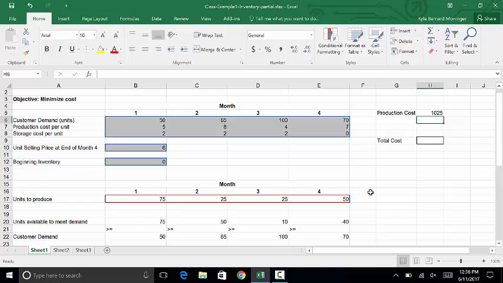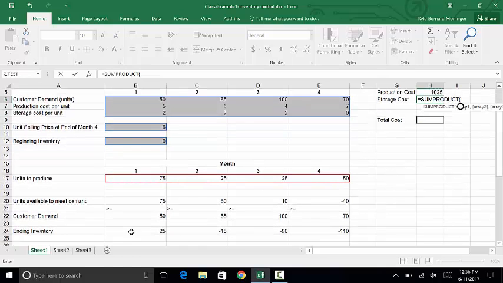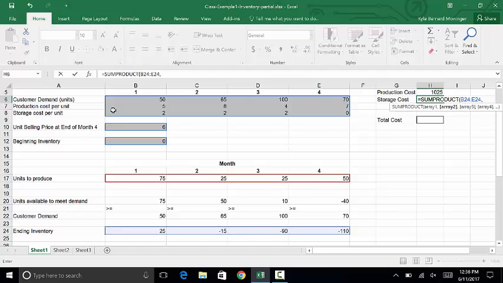In these inventory problems, we also have a holding cost or a storage cost component. Anything we have left over, we have to store. Again, I'm going to use a sum product of everything we have left over, that would be my ending inventory, times the storage cost per unit, $2.